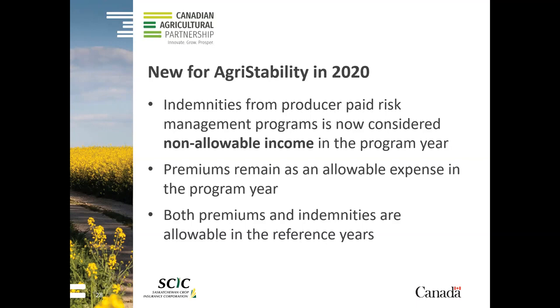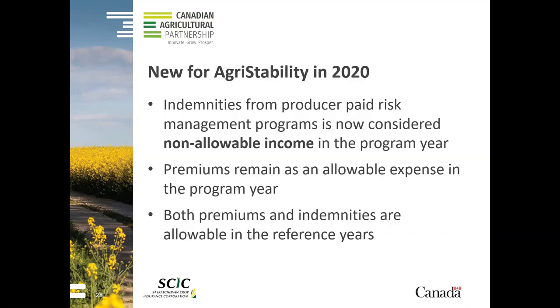So previously, producers who received an indemnity from any of these options would have that amount included in their AgriStability allowable income, which reduced the potential to receive a benefit under the program. So now these indemnities will be removed from the program year calculation, so the producer will not be negatively impacted if they receive an indemnity from a different risk management program. But they will be added in your historical information so that it continues to keep your historical reference margins high.